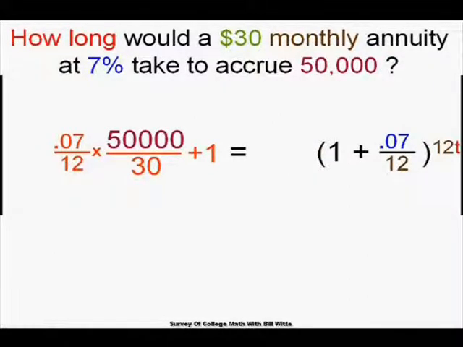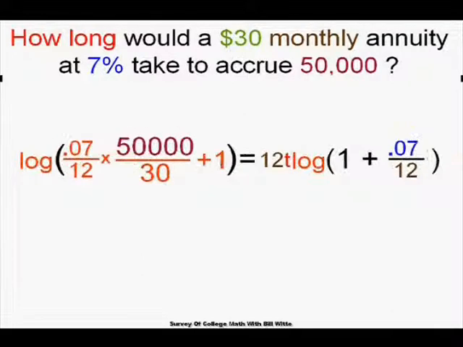Now comes the point of this example. How do I get rid of an exponent? Well, I don't. I move it. Remember our secret? Take the log of both sides. What does that buy you? Remember, if you take the log of both sides, it's fair, and it moves that exponent down to the front. See how that 12t moved down to the front? Now I can get rid of it.